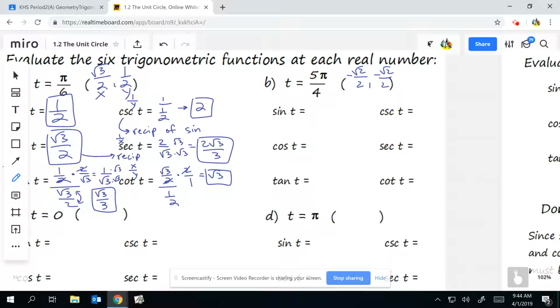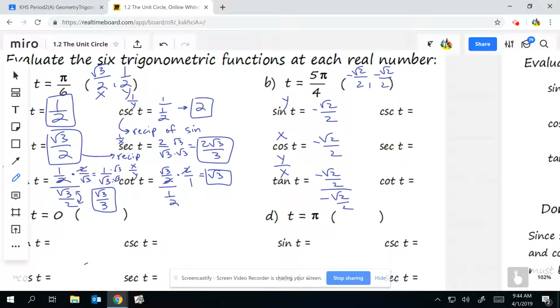Both of them would be negative radical 2 over 2. So that's easy for sine. Your y value, just put a y above that, negative radical 2 over 2. Your cosine is your x. That's also negative radical 2 over 2. Your tangent is going to be your y divided by your x. So negative radical 2 over 2 over negative radical 2 over 2.